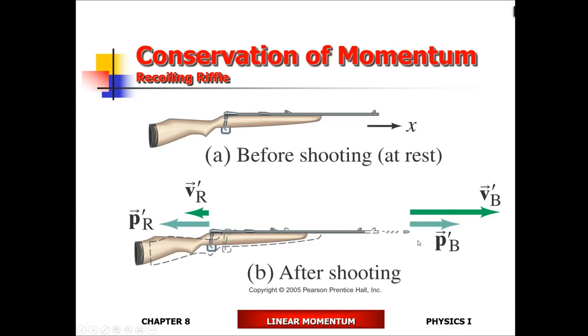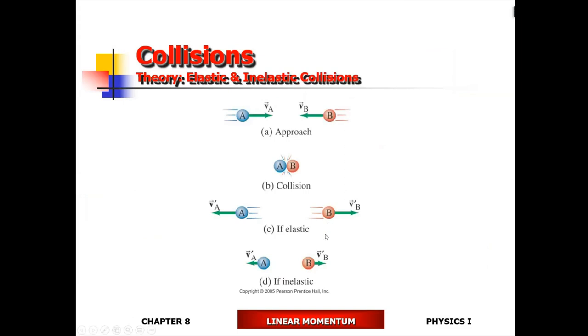The difference is, though, the bullet is not as massive, but the change in momentum is going to be the same. Both of them will have the same momentum. The smaller mass is going to have a much larger speed, and the bigger mass is going to have a much smaller speed. That's it. As a result, the rifle is not moving as fast.